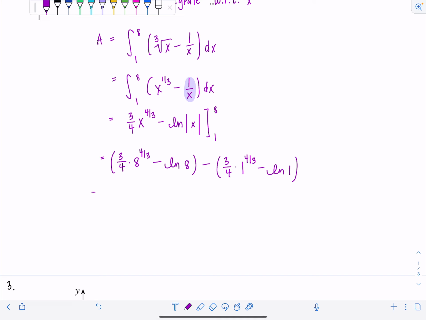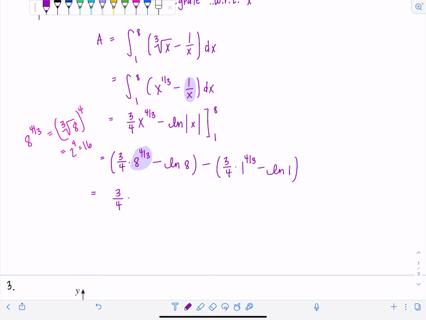Okay, don't get your calculator. Don't even think about it. We can do this. So 3/4. How do you figure out 8 to the 4/3? Okay, I'll show you right now. I'll do it off to the side once. 8 to the 4/3, you take the cube root of 8, and then you raise that to the 4th. That's how you do it. Okay, so cube root of 8 is 2, and then 2 to the 4th, that's 16.